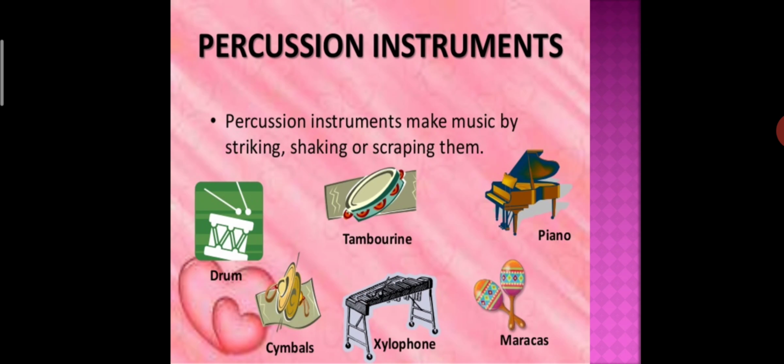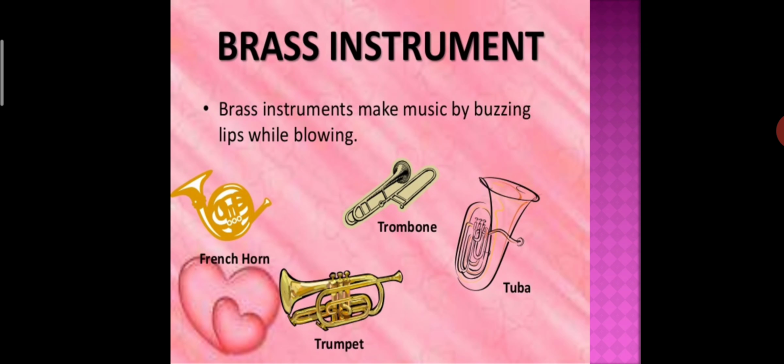Now percussion instruments. Percussion instruments make music by striking, shaking and scraping them, like a tambourine, drum, piano, cymbals, xylophone, maracas. These are all known as percussion instruments, because when we beat, shake or strike them, they produce music.